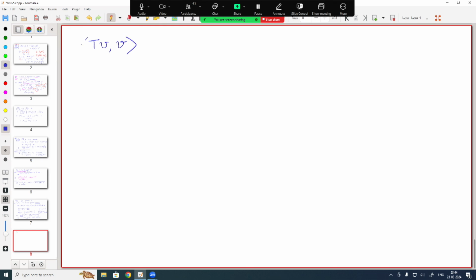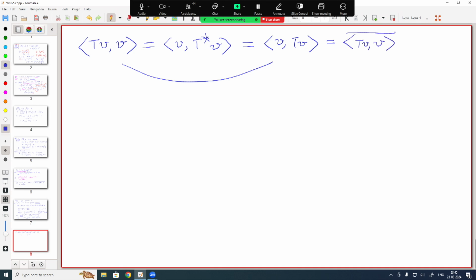See, ⟨Tv, v⟩ is actually a property of the star, it goes to the other side, right. So ⟨Tv, v⟩ is actually ⟨v, Tv⟩, that is ⟨v, T*v⟩, but then T is self adjoint, so T star is actually T. So now what have I proved? I have shown that ⟨Tv, v⟩ is equal to its bar, right, because T went to the other side, so it is just the bar now.